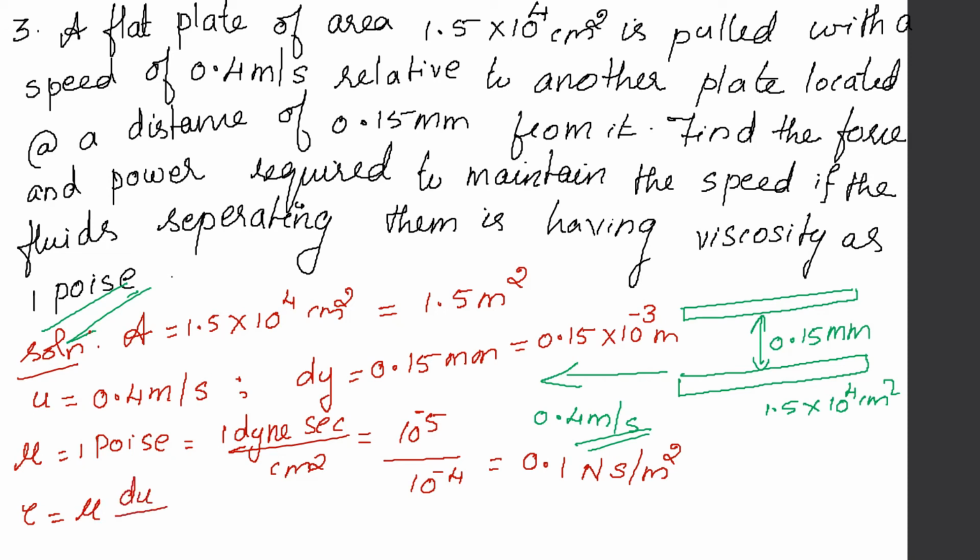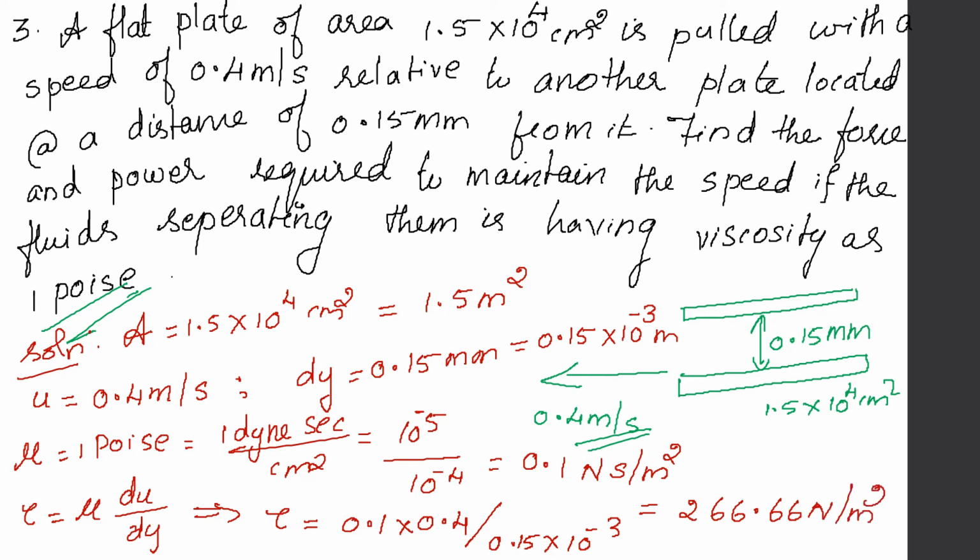Tau is equal to mu into du by dy. So from this we get tau is equal to, the value for mu is 0.1 Newton second per meter square. The value of du is 0.4. Here u is du, 0.4, divided by dy, which is 0.15 into 10 raised to minus 3. So we get 266.66 Newton per meter square. We got the shear stress.